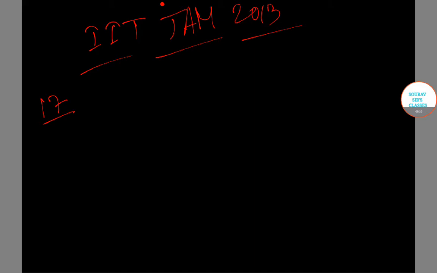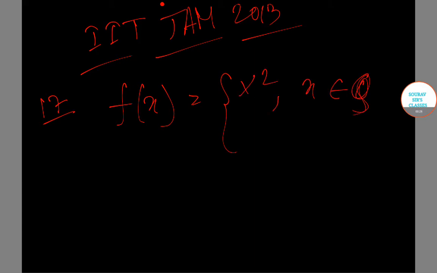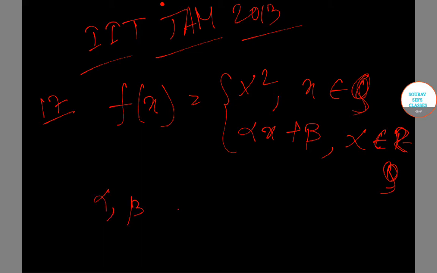In question number 17, we are given a function such that f of x is equal to x square for x belonging to Q, and alpha x plus beta for x belonging to R minus Q, where alpha and beta are real constants.